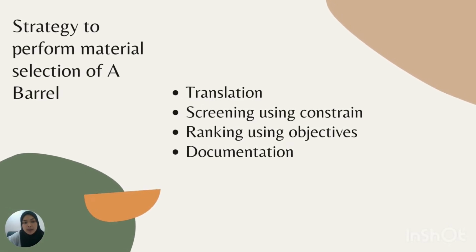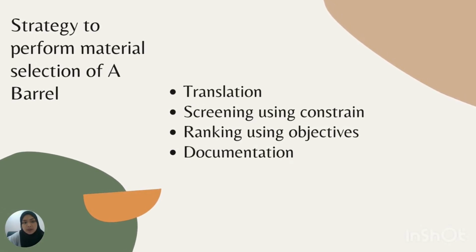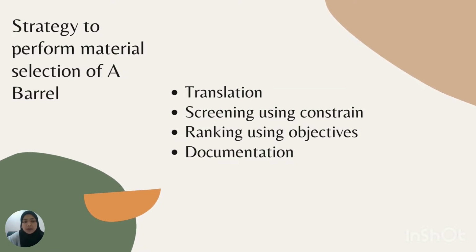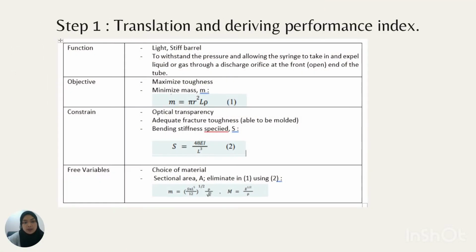There are 4 steps of strategy to perform material selection of a barrel. The first one is translation, the second one is screening using constraint, the third one is ranking using objective, and the fourth one is documentation.